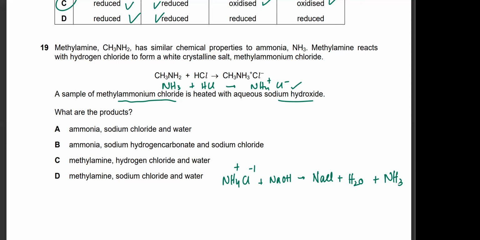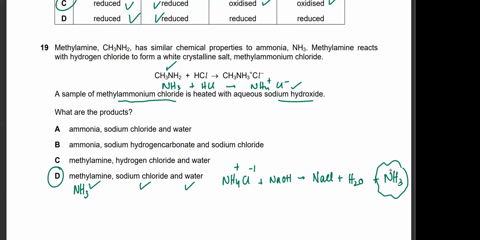So what are the products? The products would be water and ammonia, and there's going to be a salt. I said not ammonia, it becomes methylamine again. So it's going to be methylamine, sodium chloride, and water. Remember, this is what he was calling ammonia. He said that methylamine has similar chemical properties to ammonia.